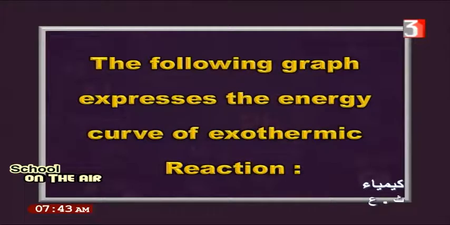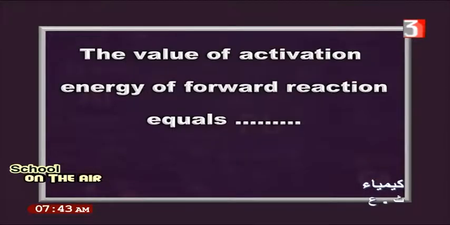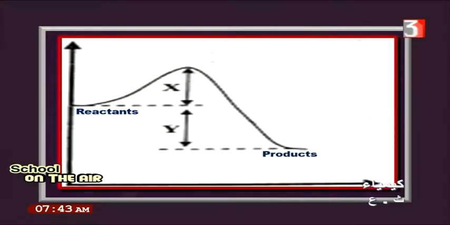Next question. The following graph expresses the energy curve of an exothermic reaction. As shown in the diagram, the reactants have higher energy than the products, so we know that it is an exothermic reaction. The value of activation energy of the forward reaction equals x, y, x plus y, or x minus y. If you look at the graph, we know that the activation energy for the forward reaction will be x, from the reactants level to the highest value.